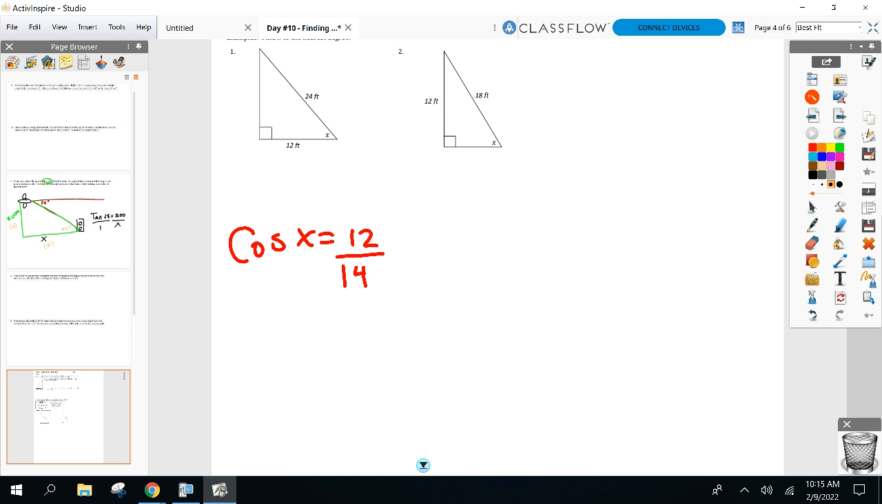So here's the deal. Our job is to figure out what angle x has a cosine of 12 over 24. What angle has a cosine of 12 over 24? Your calculator is going to tell you. So we do not cross multiply when we find an angle. Instead, we go to the calculator and do what's called the inverse of our ratio. In this case, cosine to the -1.